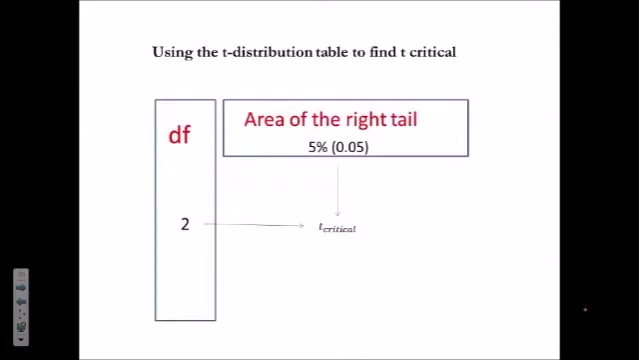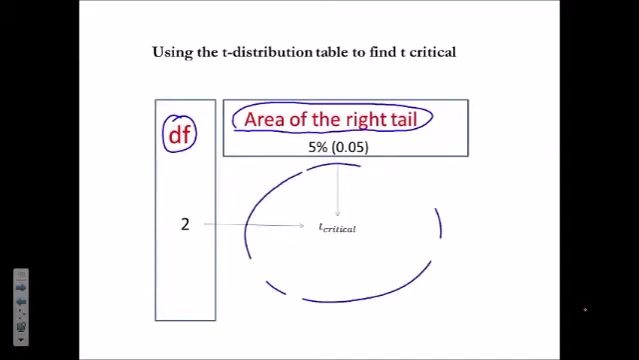We can use the T-distribution table. The table looks something like this, usually, depending on the book you consult. But we have the degrees of freedom in this column, and we have the area of the right tail in this row, and in the body of the table we have the critical values. So in this case, we had 2 degrees of freedom, we had a 5% right tail, and if we go down that column and across this row, this is the critical value of T.